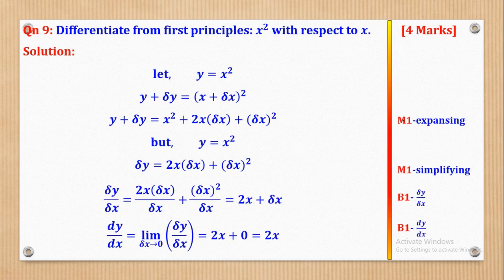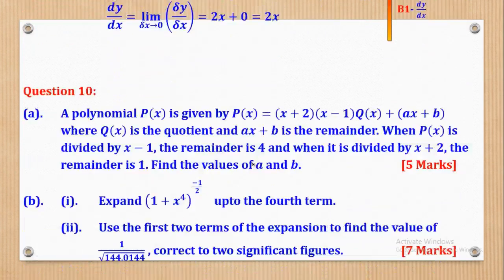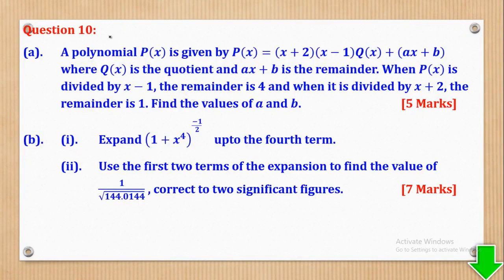So they wanted 4 marks, so M1 will be for expanding, M1 for simplifying, B1 for small change in y, small change in x, and B1 for dy dx. So that was question 9. Now we shall go to question 10.